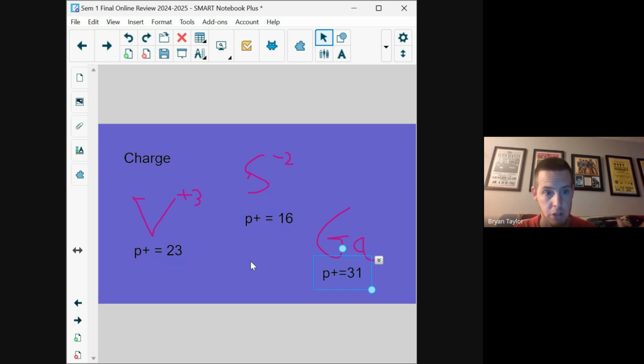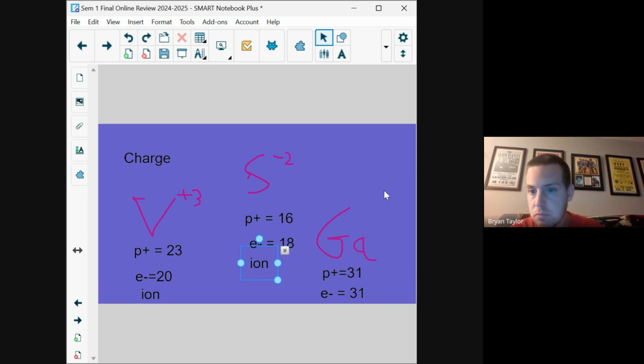It is the symbol. So number 23, number 16, number 31. Nothing crazy there. Done. With the electrons, it's flipped. So the electrons here is 20. The electrons here is 18. And because there is no charge, the electrons are 31. So ion, ion, atom. Ta-da!